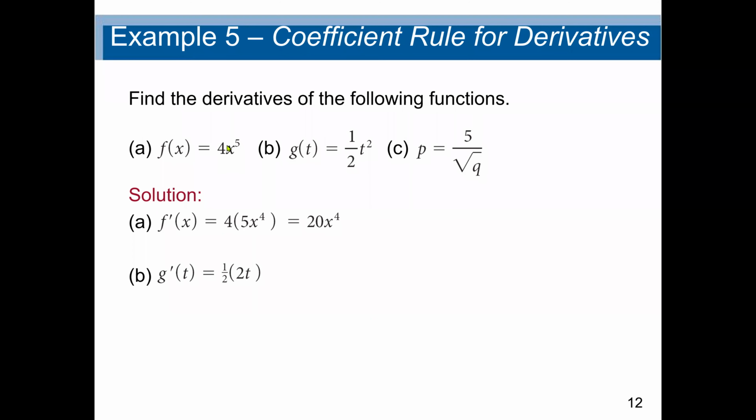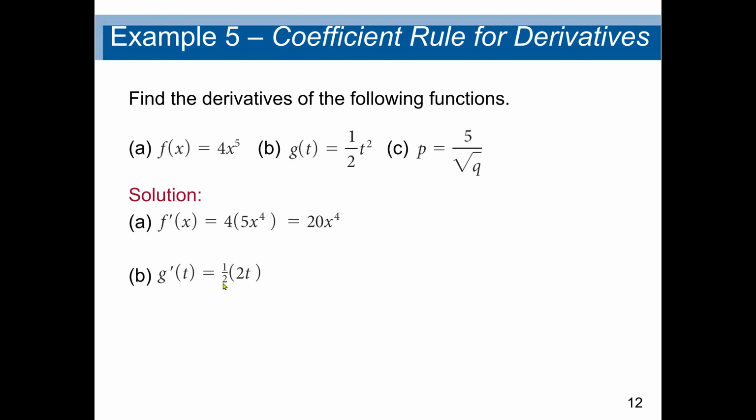So again, with the coefficient with a constant, you find the derivative of the function first. The answer you get, you multiply by 4. So the derivative of x to the power 5 will be 5 times x to the power 4. Why? We know the power rule. Multiply the exponent by the coefficient 1, then subtract 1 from the exponent. So it will give me 5x to the power 4. Then 5 times 4 will give me 20.